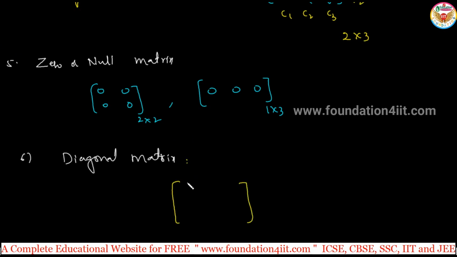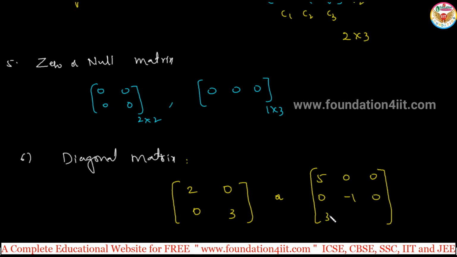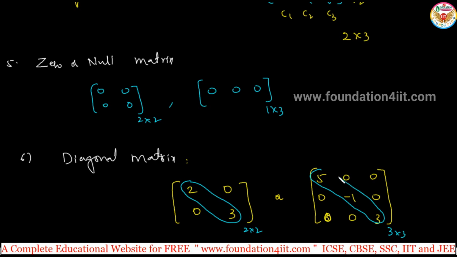Only in a square matrix, like 2, 0, 0, 3, or one more: 5, 0, 0, 0, minus 1, 0, and 0, 0, 3. If you observe here, both are square matrices. This is 2 rows, 2 columns, and 3 rows, 3 columns. The principal diagonal runs from the first row, first column to the last row, last column.